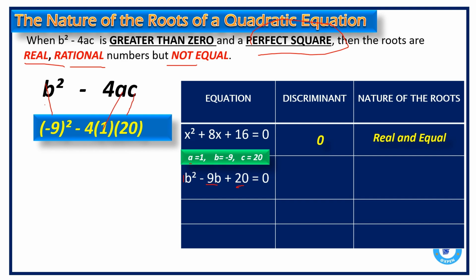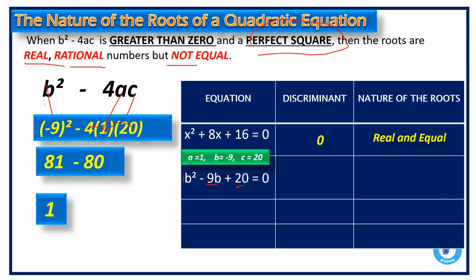b is negative 9, a is 1, and c is equal to 20. Then simplify, that's 9 times 9, 81. And 4 times 1 is 4, times 20 is 80. And subtract for that, that's equal to 1. Bear in mind that 1 is a perfect square. When we multiply 1 by itself, that's equal to 1.